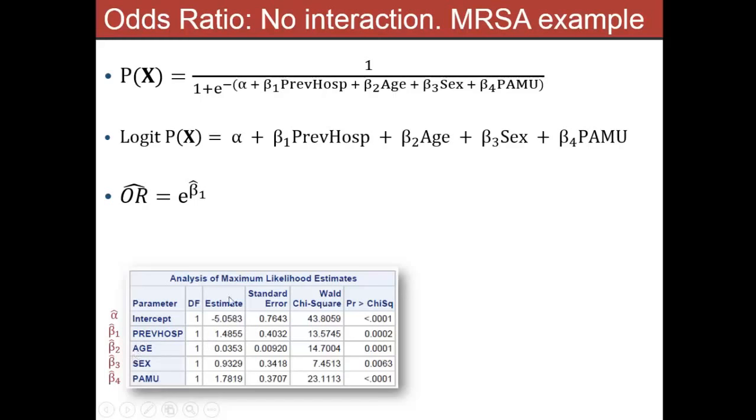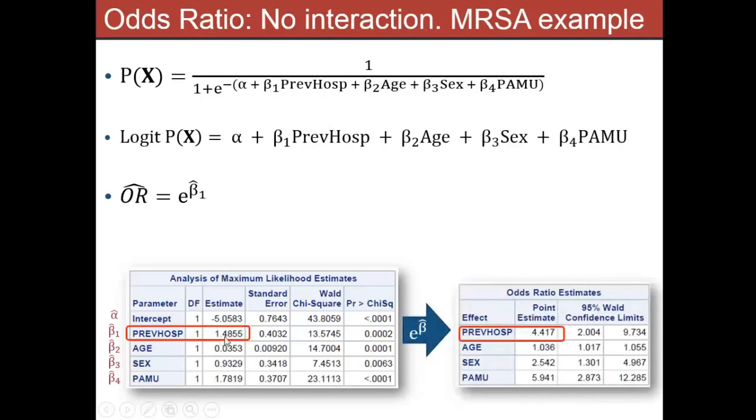What are these things that say estimate? Well, these are the estimates of the coefficients in your model. This is the estimate of the intercept, alpha. Here's beta hat 1, previous hospitalization, then age, sex, PAMU. Using the value of the estimated coefficient, you can just exponentiate it, which gives 1.4855, and that is the odds ratio. So SAS actually gives you a second table of odds ratios over here, and all it's doing is hitting the E button for you.